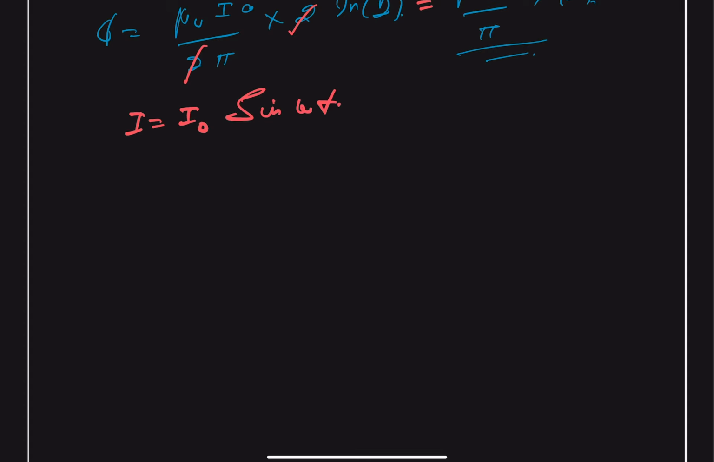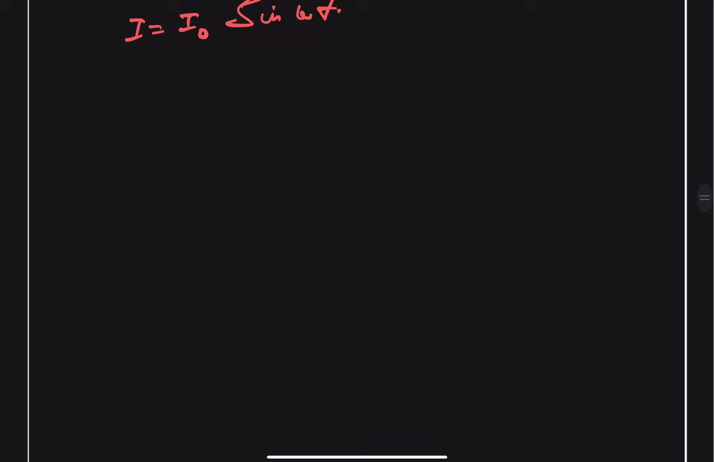So we can substitute it. This gives us that our flux phi will be equal to mu naught I naught a natural log of 2 divided by pi, and this comes as sine omega t. So this is our flux, and we are supposed to find out the charge.